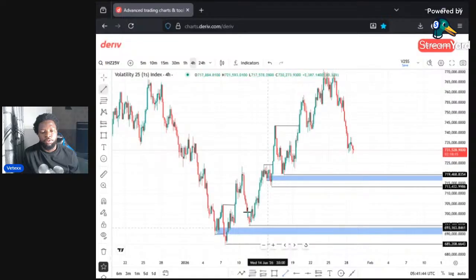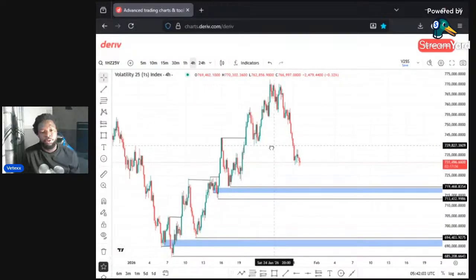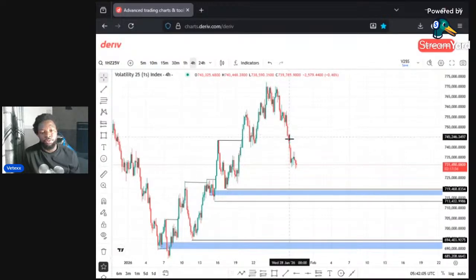Okay, we have our sweep of liquidity, rule number one, and then our protected high here. Then rule number two, we have our first break of structure. Rule number three, price retrace 50% to give us structural liquidity. Rule number four, we have our second break of structure. Now, what do we anticipate next? We anticipate rule number 5.